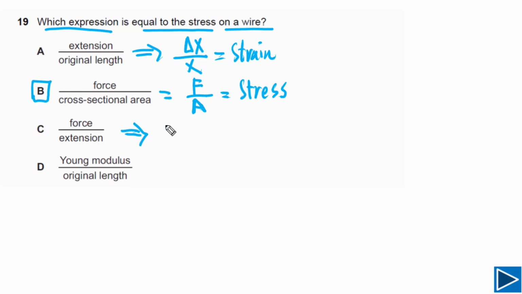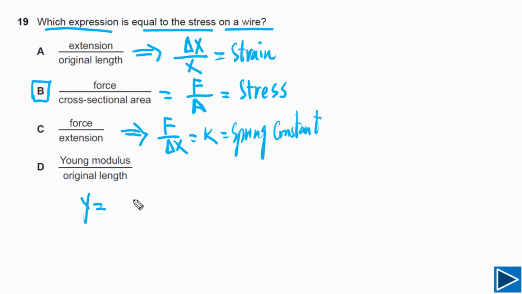For part C, it is given to us force over delta x, and force over delta x is equal to K, or simply we can say this is the spring constant. Another important quantity, this is spring constant. Let's try to find out what is Young's modulus over original length. First of all, let's try to understand what is Young's modulus. Young's modulus is simply equal to stress over strain.